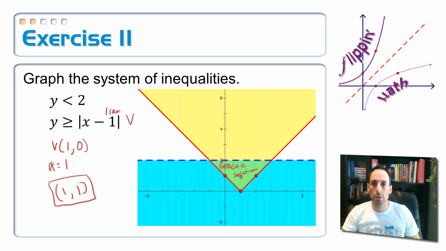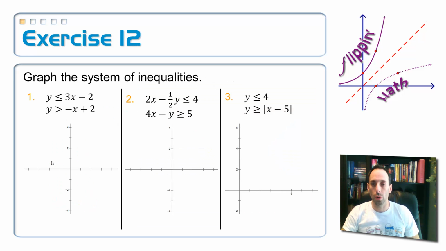So now it's your turn to try a couple of them. By a couple, I mean 3. On your graph paper, go ahead and graph these. Have a little bit of fun with it by coloring them in. See what region they have in common.